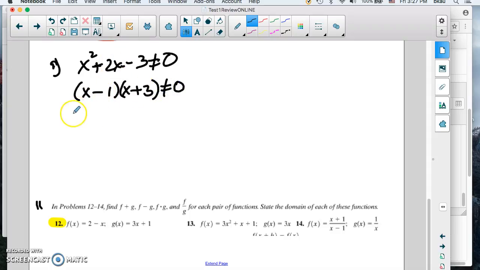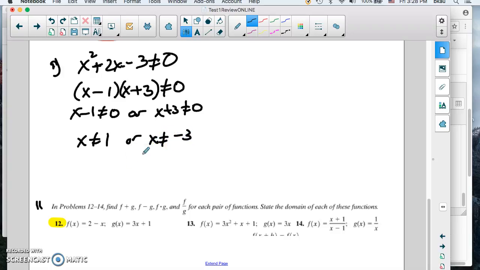So then you would say x minus 1 cannot equal 0, or x plus 3 cannot equal 0. So x cannot equal 1, or x cannot equal negative 3. And those would be your exceptions. So you'd say all real numbers except for those two things: all real numbers except 1 and negative 3.